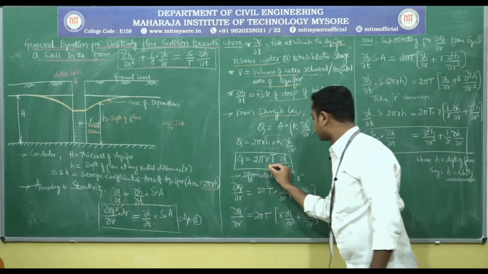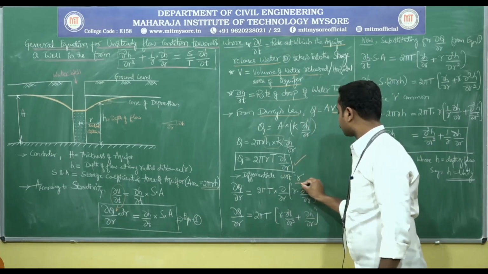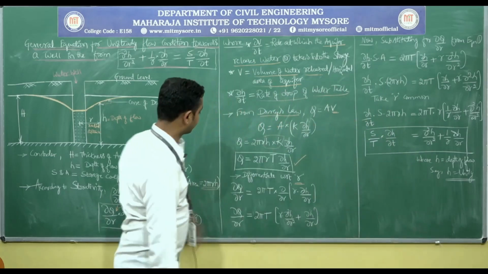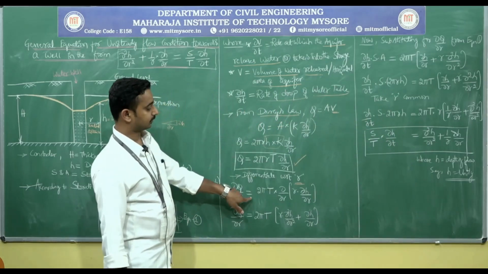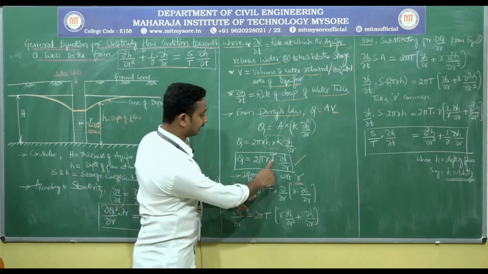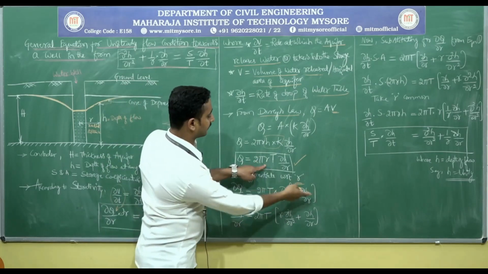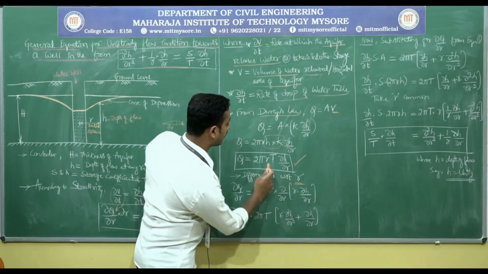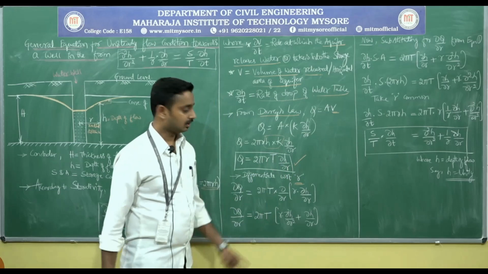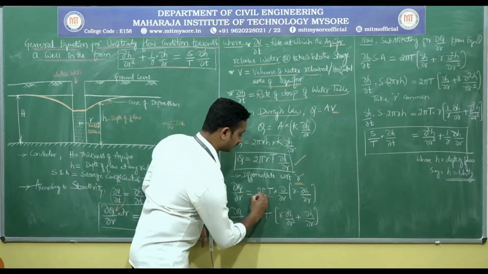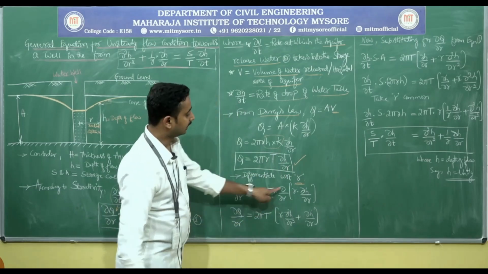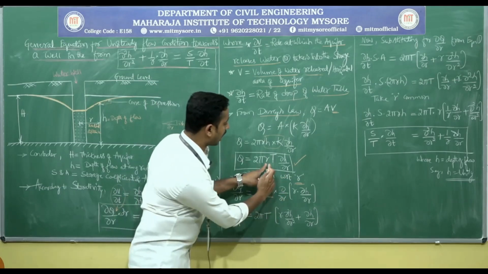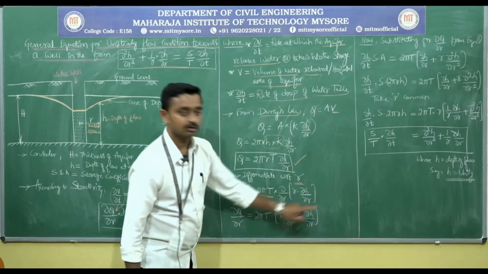Now just differentiate this equation with respect to r. Dou Q by dou r equals 2 pi T, take r inside, so differentiate with respect to r: dou by dou r of r into dh by dr. Constant term, take outside, d by dr of r into dh by dr.